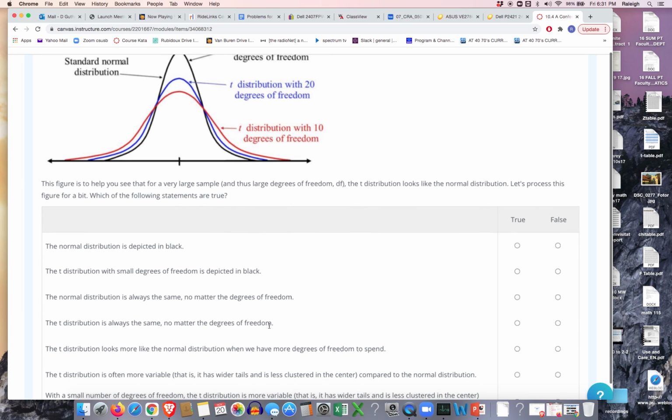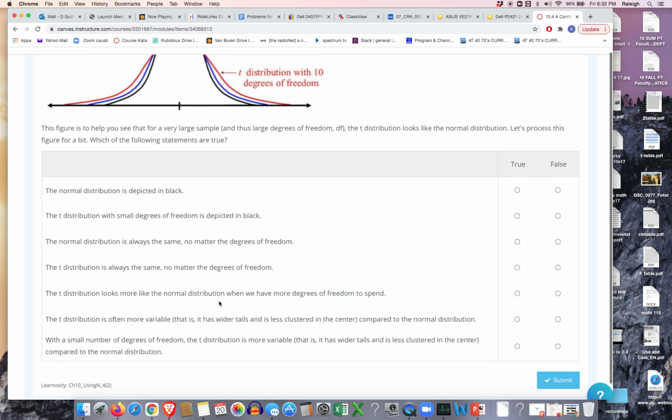But if you've got any real variability and you don't know what sigma is, then you have to break out the t-distribution, which I'm afraid is very common. And there's a little bit more work with the t. Going to number 4 here, the t-distribution is always the same no matter the degrees of freedom. No, you can see a couple of them right there, really 3 of them. The t-distribution looks more like the normal distribution when we have more degrees of freedom, that is a bigger n, or n minus 1, to spend.